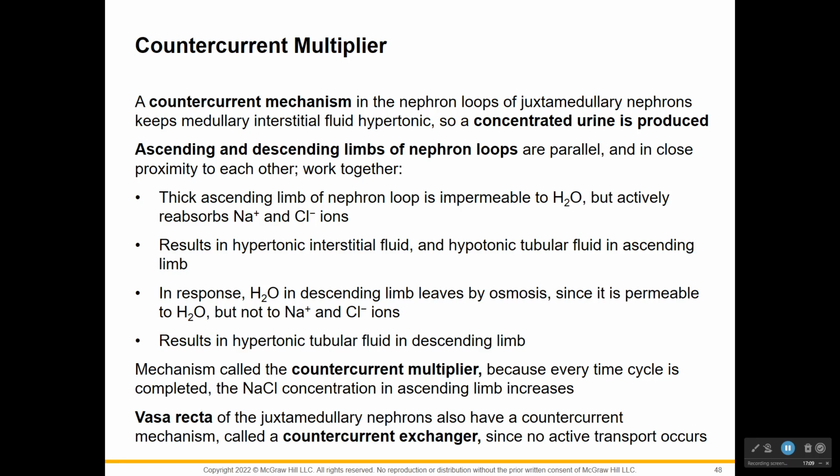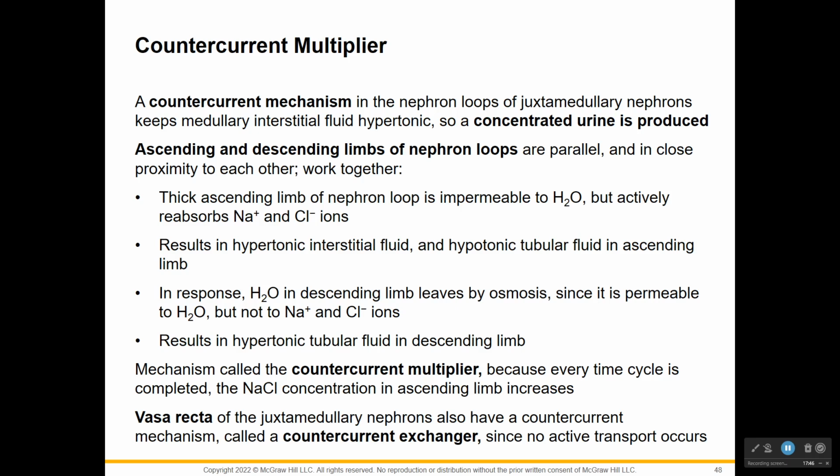So probably the hardest part for me in urine formation is this countercurrent multiplier. And so we see it in the nephron loops of these juxtamedullary nephrons. Remember, they're dipping down into the medullary interstitial fluid, and what they're going to do is make that fluid around the tubule hypertonic. And why do you want the fluid around there to be hypertonic? So water will, by osmosis, move out of that and make concentrated urine.